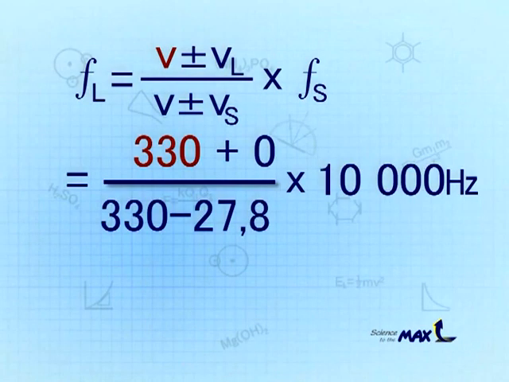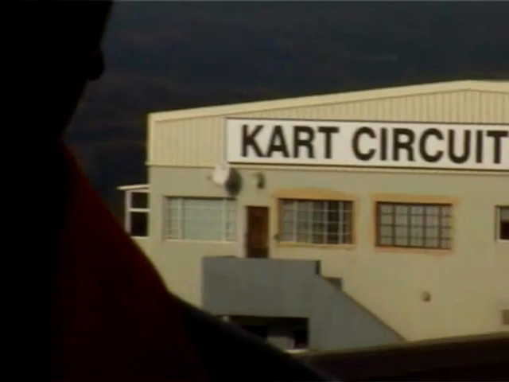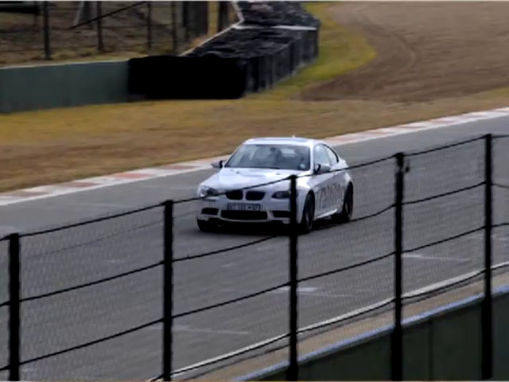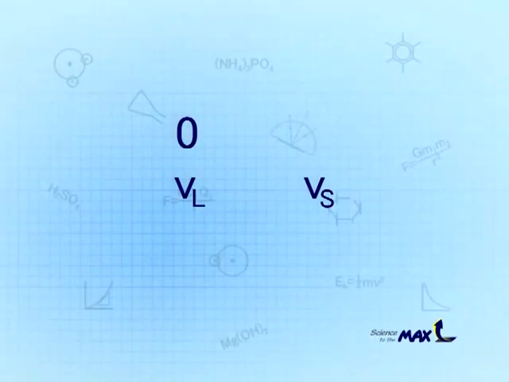Now substitute into the equation. V is equal to 330, VL is 0, V is again 330, and the velocity of the source minus 27,8. The answer is 10,900 hertz. Now ask yourself, does my answer make sense? The source is moving towards the listener, so the pitch is higher. That is, the frequency must be higher. 10,900 is higher than 10,000. Yes, this makes sense.